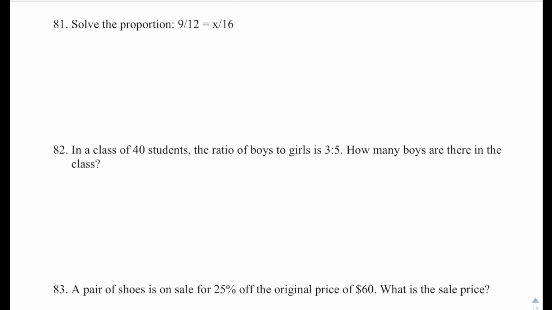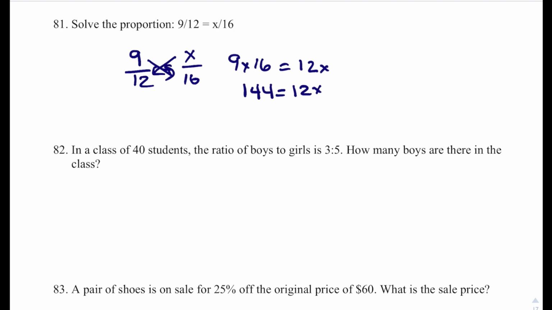Solve the proportion 9 over 12 equals x over 16. So we're going to cross multiply. So 9 over 12 equals x over 16. So again, we cross multiply. So we have 9 times 16 equals 12x. So this is going to be 144 equals 12x. We divide both sides by 12. And we're going to get x equals 12. And again, if you have a calculator, you can just plug those numbers in.